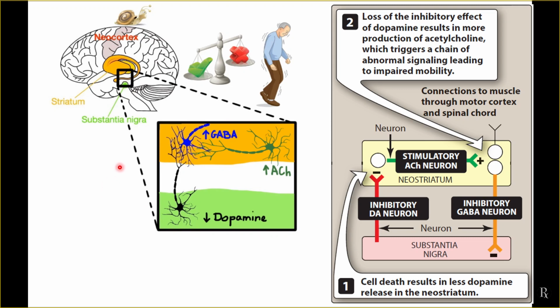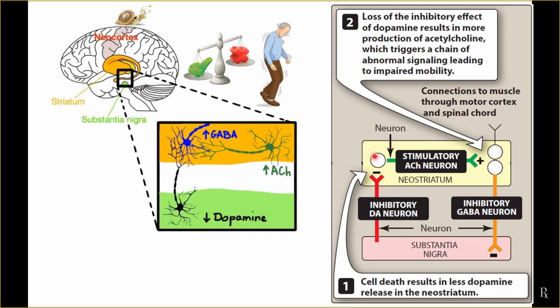However, with Parkinson disease, there is an imbalance between the activity of these neurons. The dopaminergic neurons of the substantia nigra are not inhibiting the neostriatum enough by releasing dopamine. So there is a lack of dopaminergic neurons in the substantia nigra.